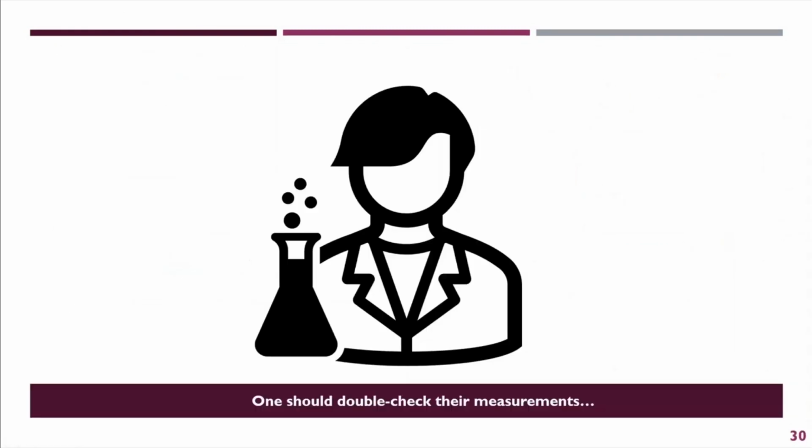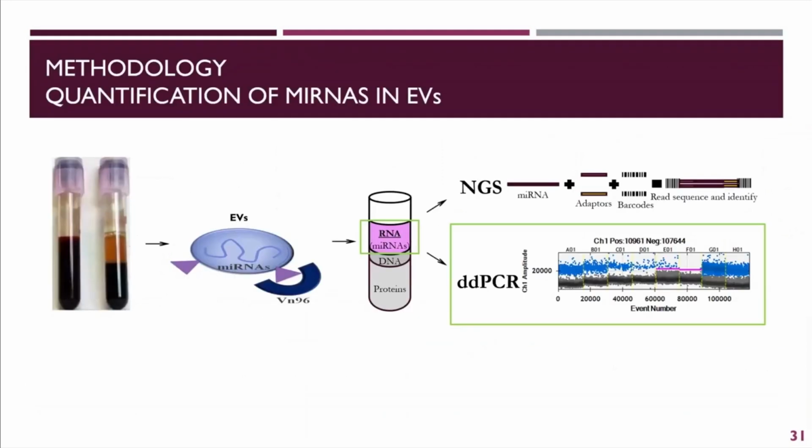Now, one should always double check their measurements. So how are we going to do that? Well, we're going to use something called ddPCR. So we're going to take that same sample of microRNAs that we had, and we're going to run it in a machine to quantify the microRNAs in a different way.